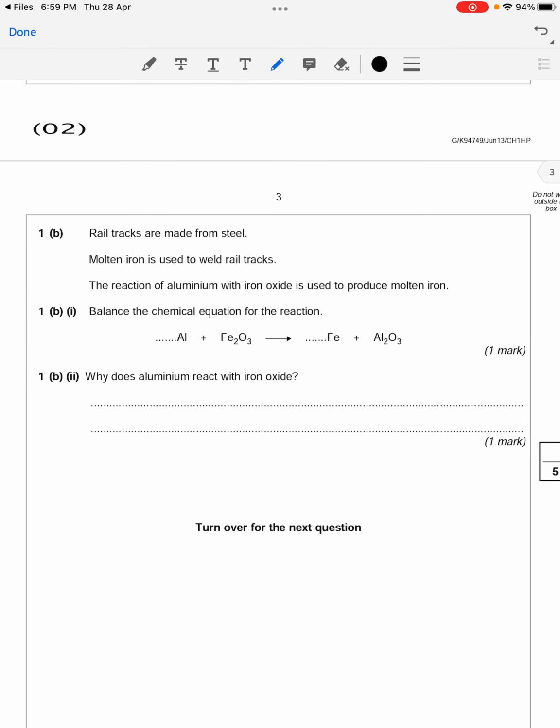Okay, next question: rail tracks are made from steel. Molten iron is used to weld rail tracks. The reaction of aluminium with iron oxide is used to produce molten iron. Balance the equation for the reaction.